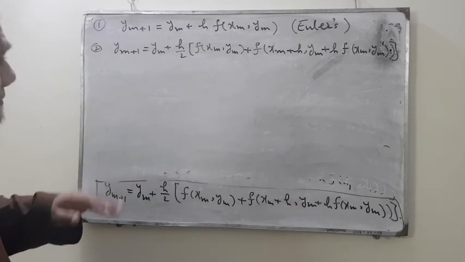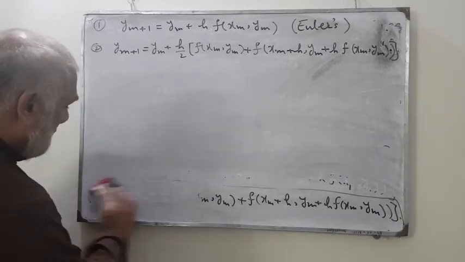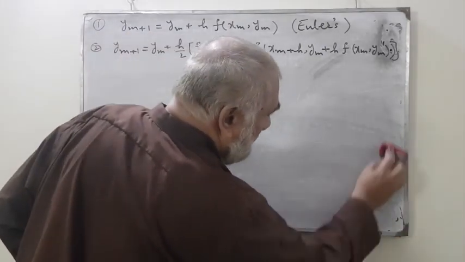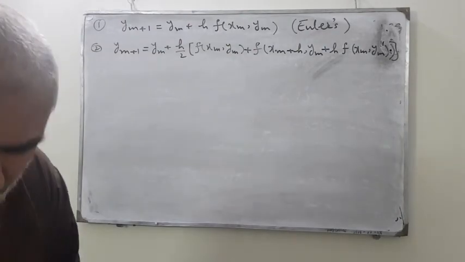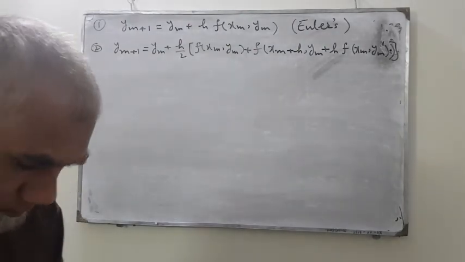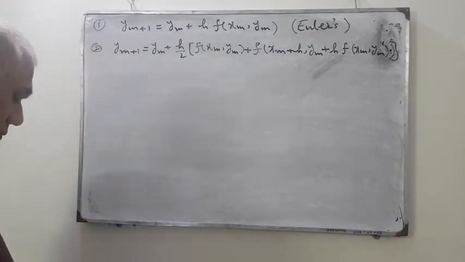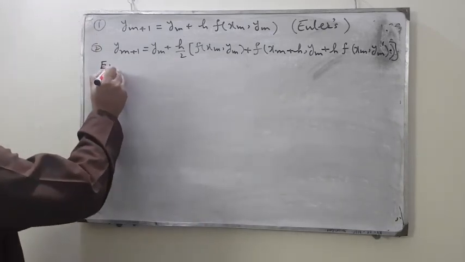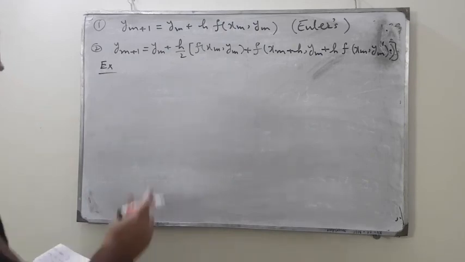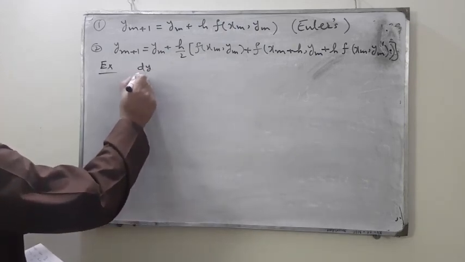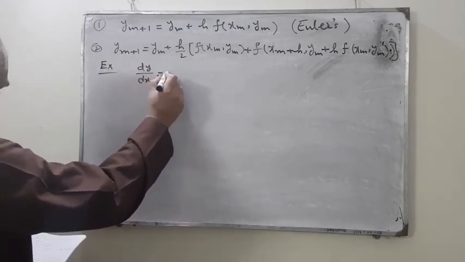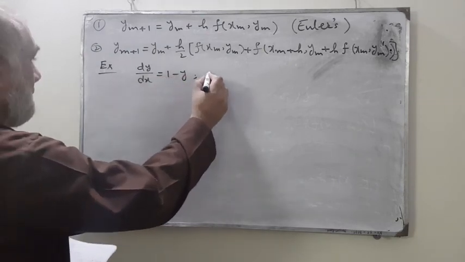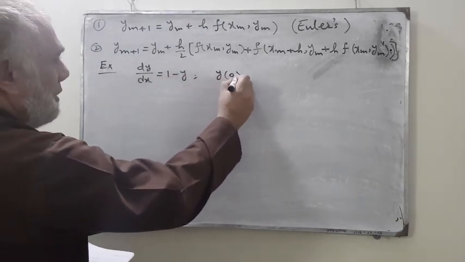Now we are given a question to approximate the solution. The question is, you have to solve the differential equation dy over dx is equal to 1 minus y along with the initial condition y0.